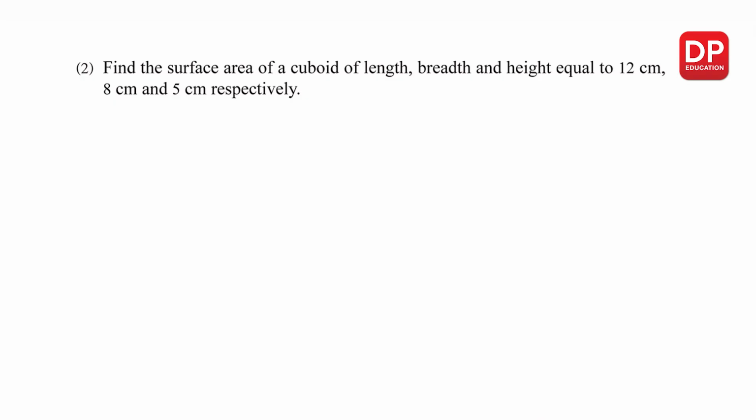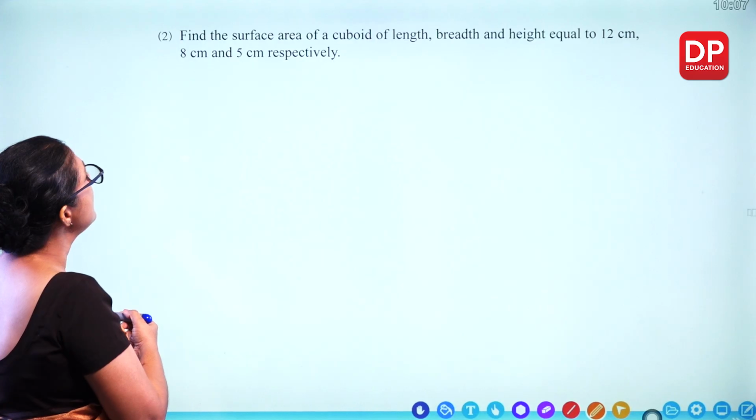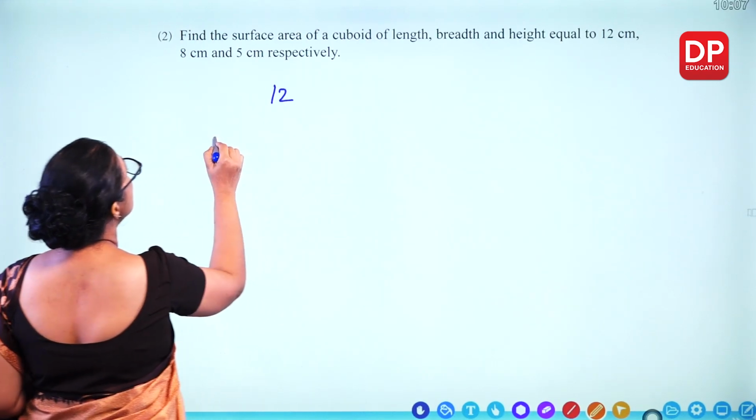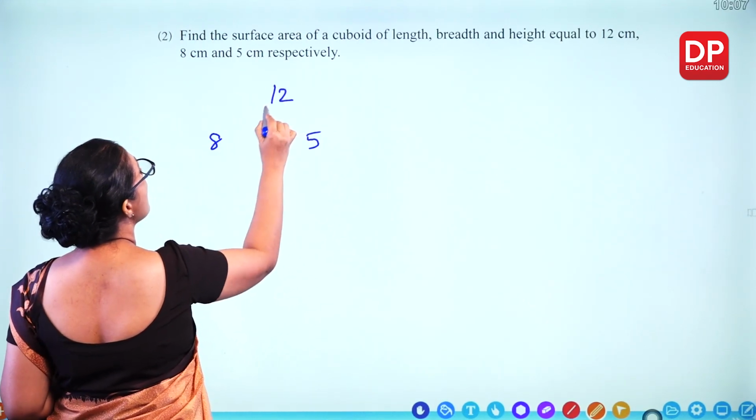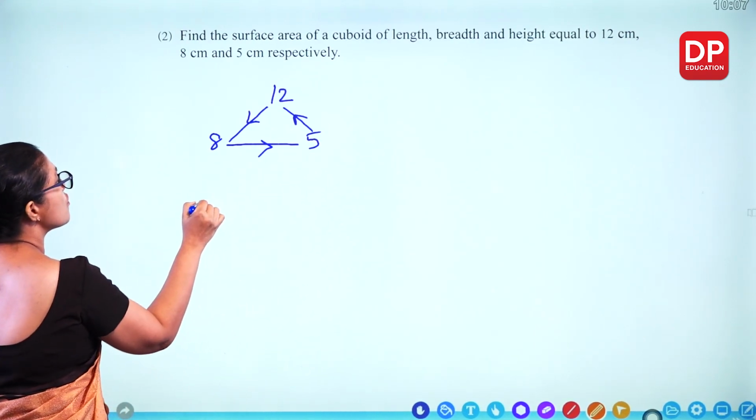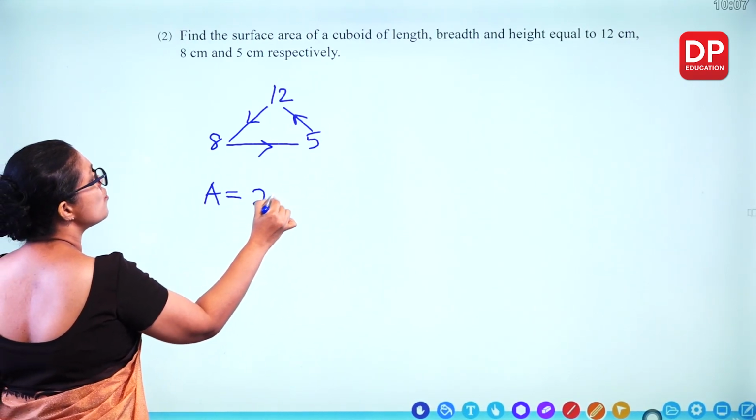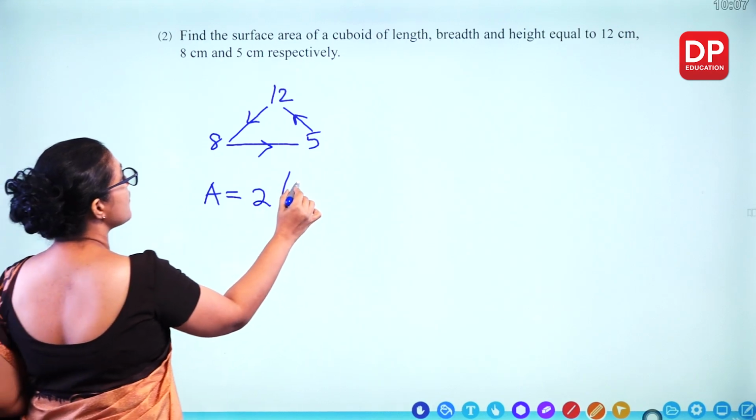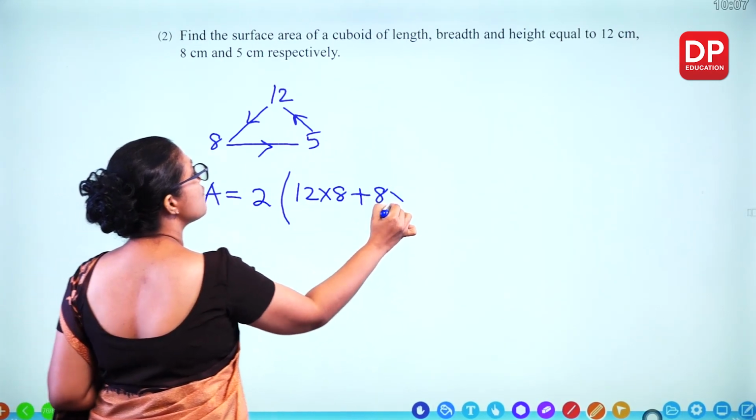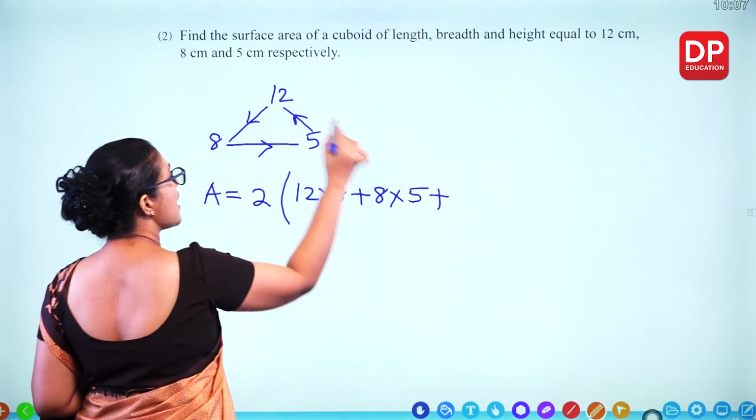Find the surface area of a cuboid of length, breadth and height equal to 12, 8 and 5 respectively. So for the surface area, you can write 12, 8 and 5 in a triangle like this, and you can multiply in order. So what's the surface area? 2 times 12 times 8, and then plus 8 times 5 plus 5 times 12.